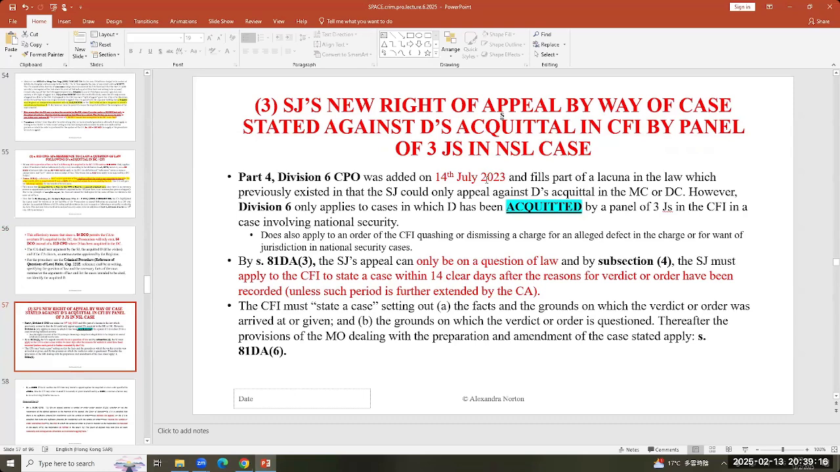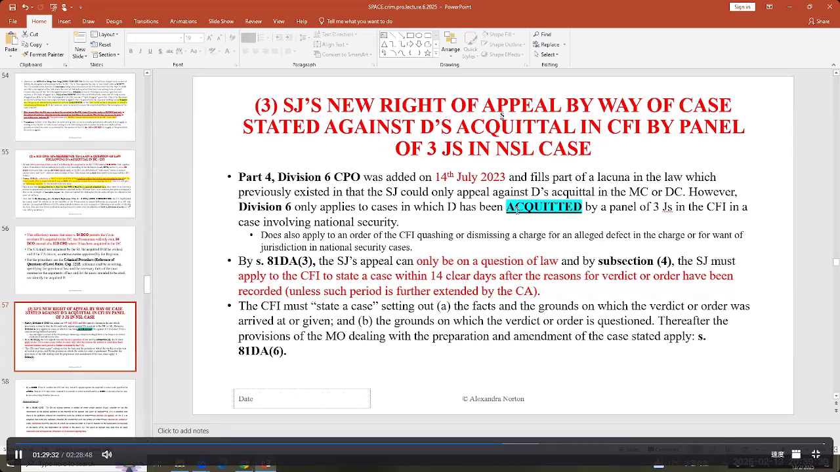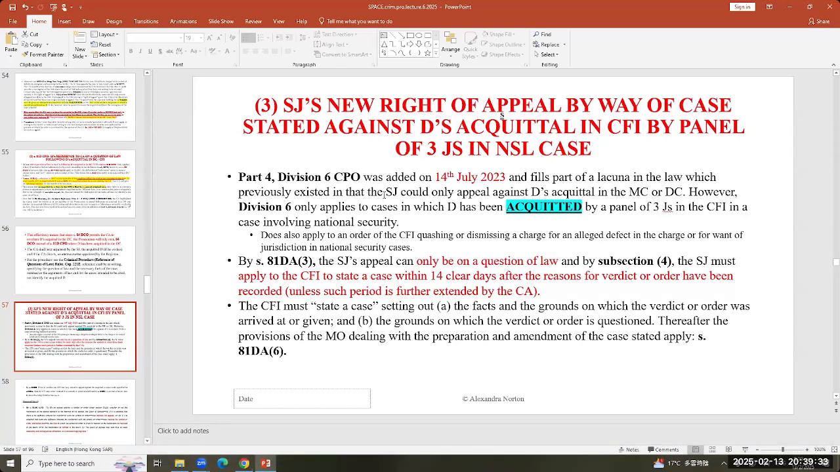Because there is no right to appeal an acquittal by a jury in the CFI, this provision was introduced to cover cases of national security where there was an acquittal by the panel of 3 judges. So in that situation, the SJ can appeal the acquittal by the panel of 3 judges in the CFI. But it has to be on a question of law, and they only have 14 clear days to do it. So this fills a bit of a gap in the law. You can now appeal an acquittal by the panel of 3 judges in a national security case.